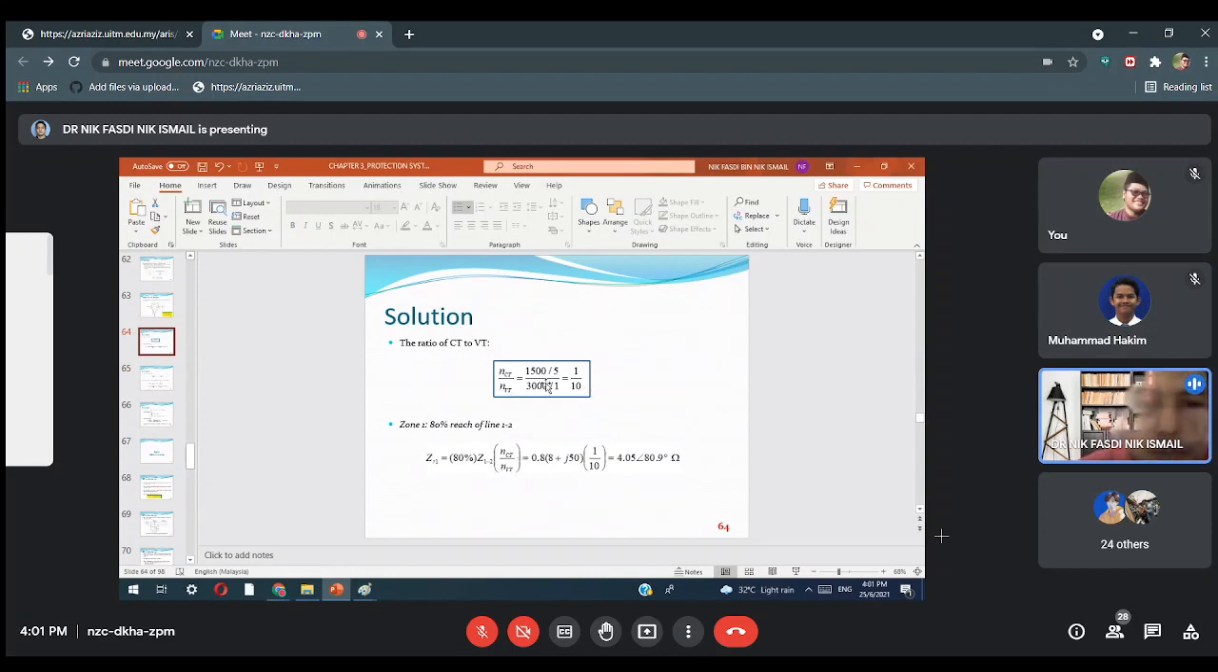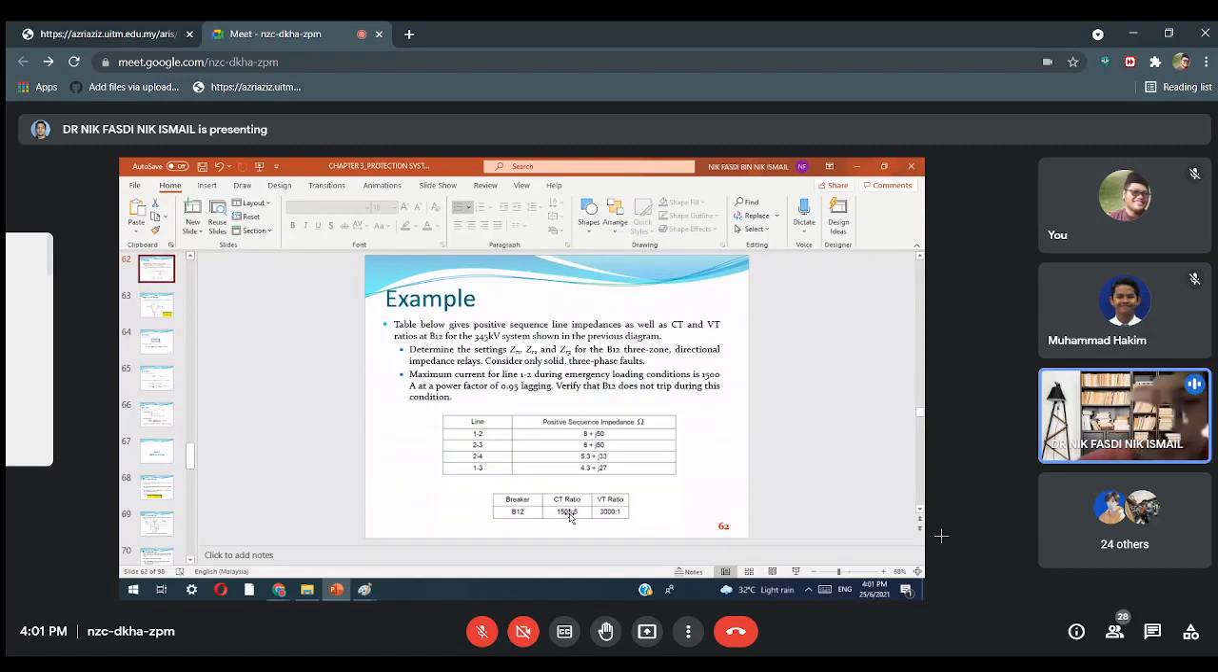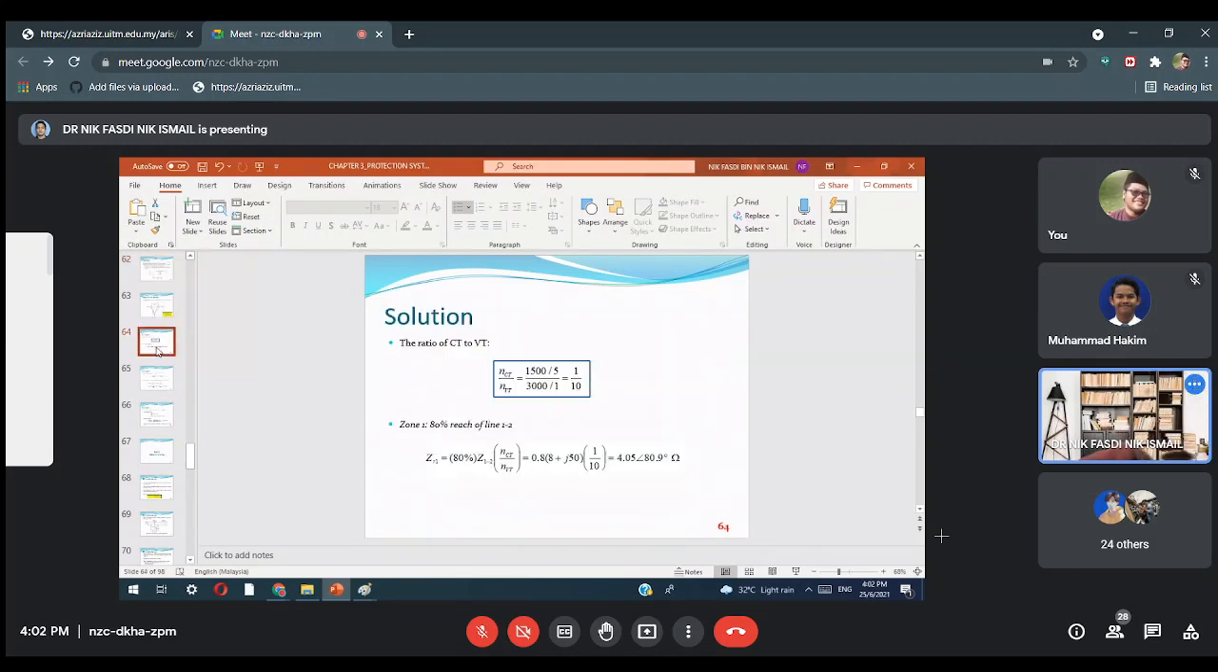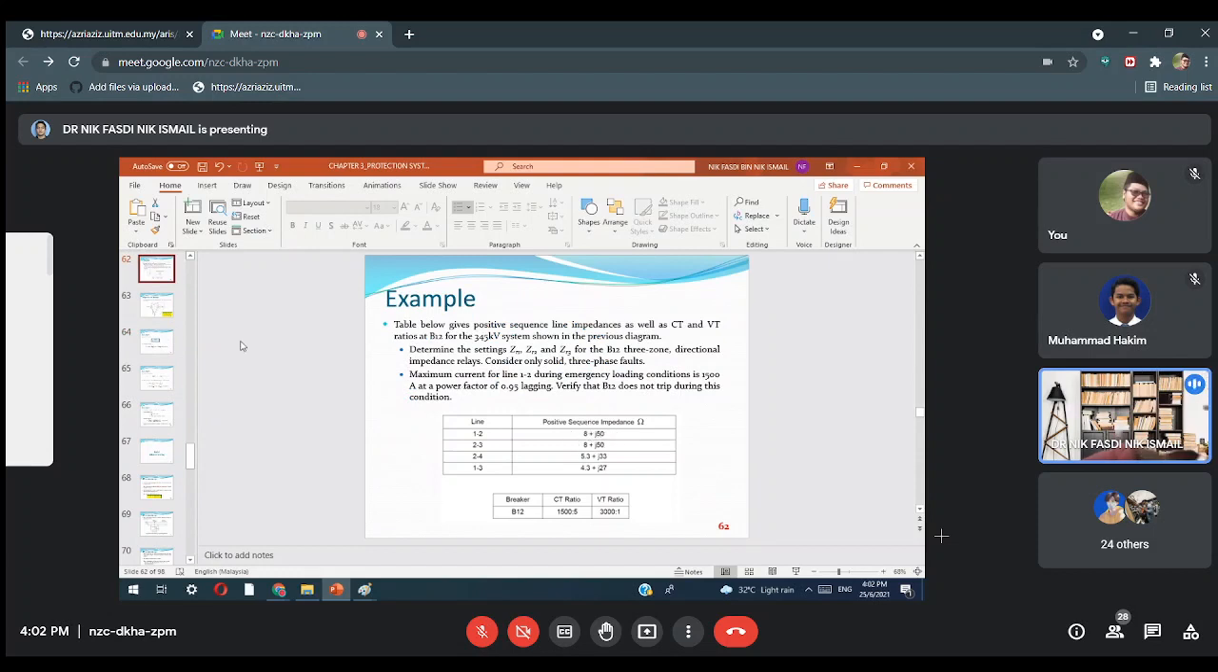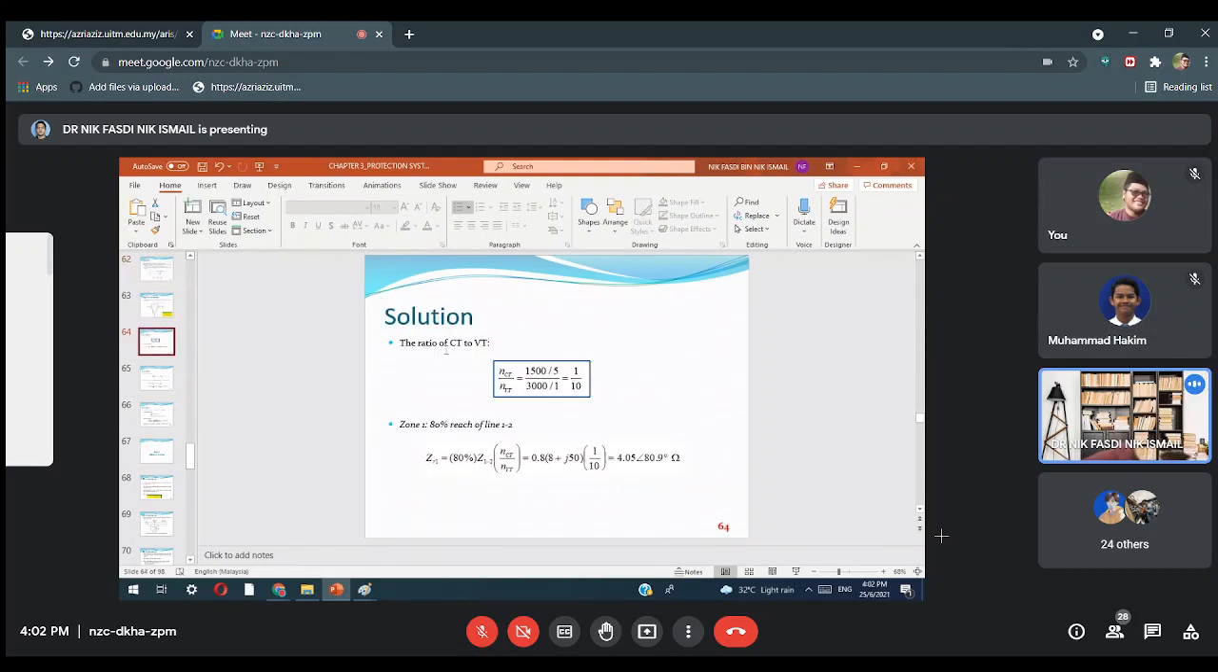You can determine NCT over NVT by this calculation from the question. The question gives the ratios: 1,500 over 5 and 3,000 over 5. To get the CT over VT ratio, you divide the CT ratio by the VT ratio, which gives 1 over 10. So 0.1 times 80% times Z12 from the question, with the CT over VT ratio of 1 over 10, gives ZR1 as 4.05.